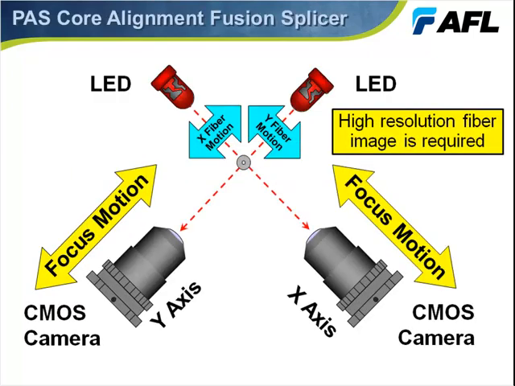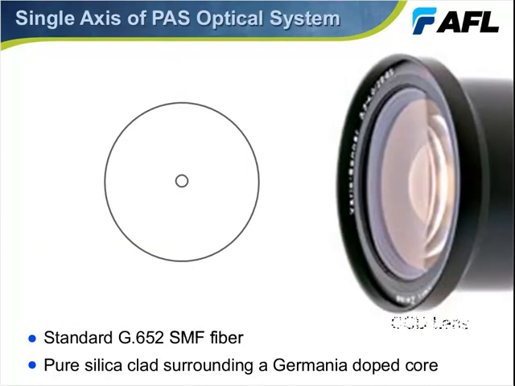Moving to the next slide, we see a representation of the optical system of a typical core alignment splicer. There are two cameras that look at the fiber from two perpendicular views, and these are high-resolution cameras, and they are capable of focusing to a very precise position relative to the fiber in order to detect the position of the core relative to the cladding. And the fibers are backlighted by collimated light from LEDs. So let's move to the next slide, and let's consider a single axis to explain how the optical system works a little better.